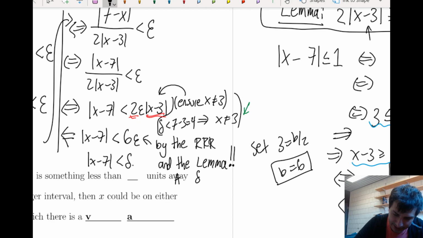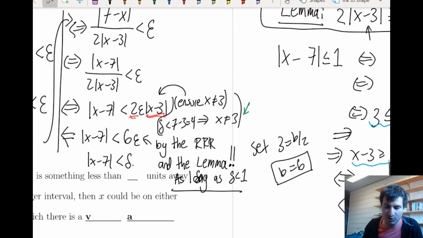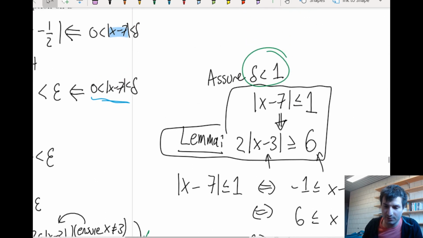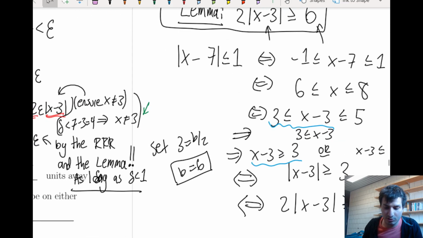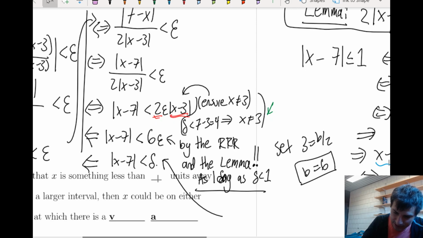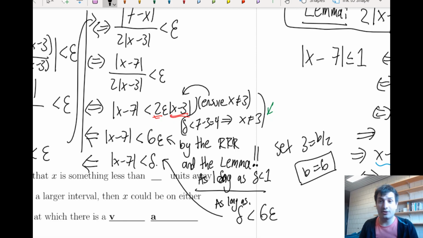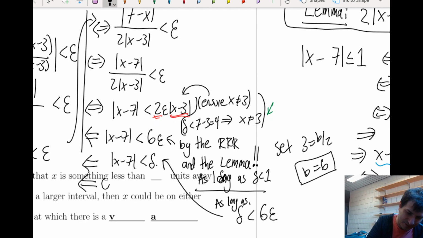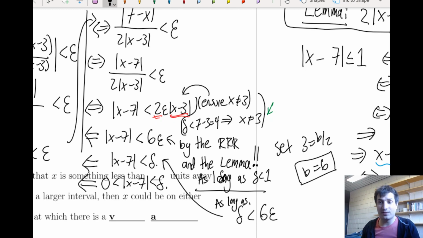Okay, and that works as long as delta is less than 1, because the lemma says assume delta less than 1. Okay, and so now we got it. The last step is going to be true. I ran out of room here, but the last step is going to be true as long as delta is less than 6 epsilon. Okay, and then there's the traditional last step of adding the 0, |x minus 7| less than delta. Okay, so now we got it.